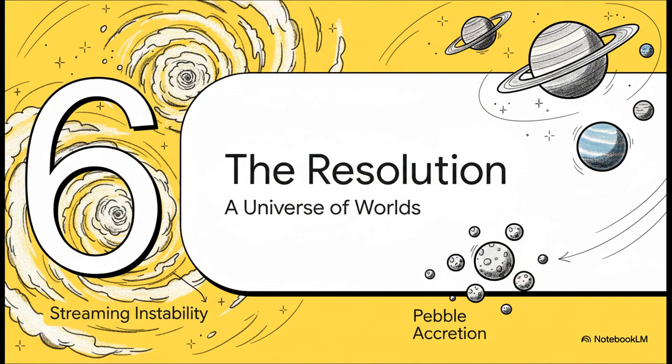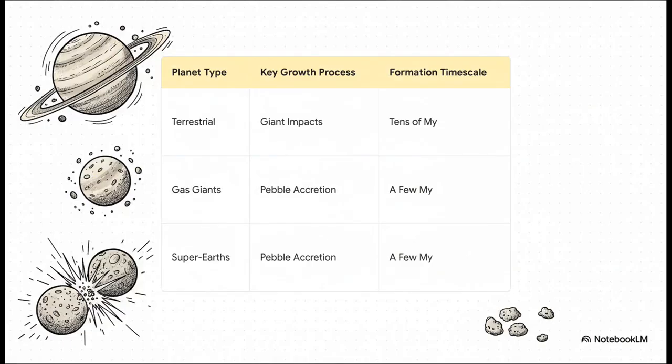So, when you put it all together, these two huge ideas, the streaming instability to jump that first barrier and pebble accretion to win the race against time, they give us this powerful toolkit, a toolkit that can explain not just our own solar system, but the incredible variety of planets we're now finding around other stars. It's almost like we have a recipe book now.